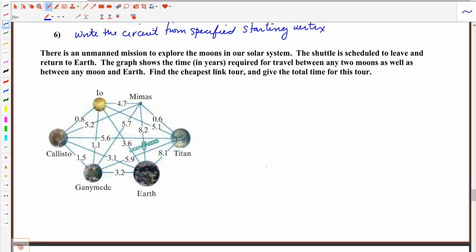So notice on this problem, the weights represent years, so I'm trying to minimize time, not necessarily money in this case. Now, as part of this algorithm, when it says the shuttle is scheduled to leave and return to Earth, that's going to be the specified starting vertex. We'll deal with this at the end. We're not going to worry about that as part of this cheapest link algorithm.